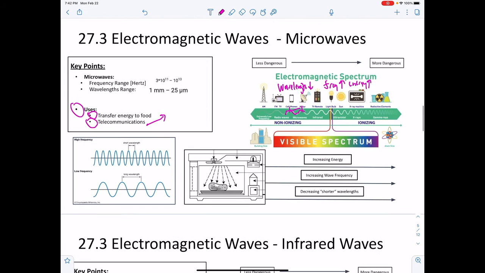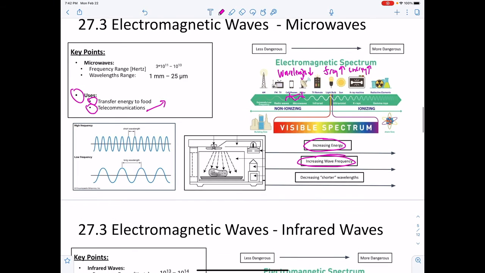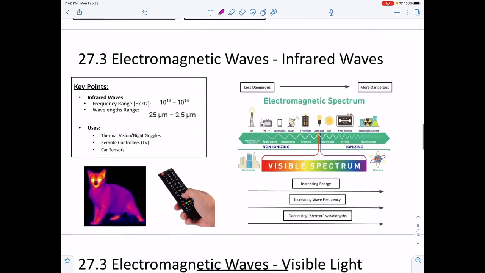Okay, so what we have, though, based on our trends, is increasing energy, more energy than radio waves, and bigger frequency. The number of peaks of the wave that pass a point in a given second is greater than in radio waves, and that corresponds to shorter wavelengths. The distance between the peaks of our waves is shorter.